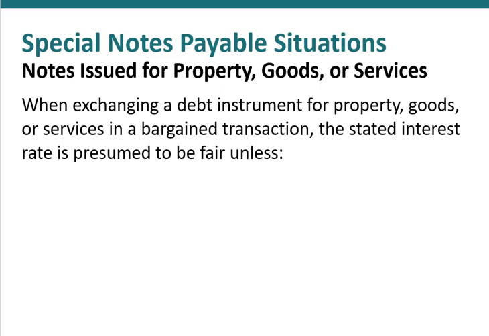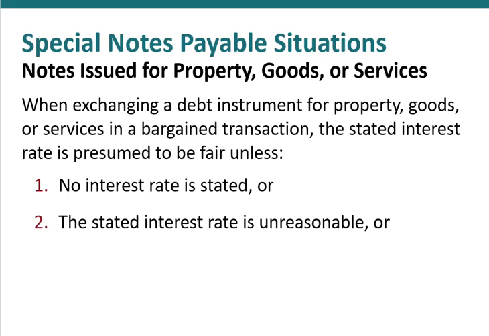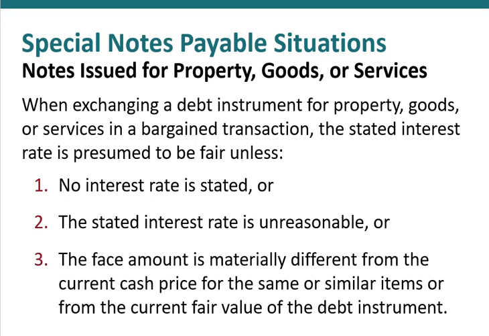We often will issue notes in exchange for plant, property, equipment, or goods or services. If we do exchange a note for goods or services in a bargained-for transaction, the stated interest rate is presumed to be fair unless one of three conditions holds. One, no interest rate is stated. Two, the stated interest rate is unreasonable. Or three, the face amount of the note is materially different from the current cash price for that item or similar items, or from the current fair value of the note itself.